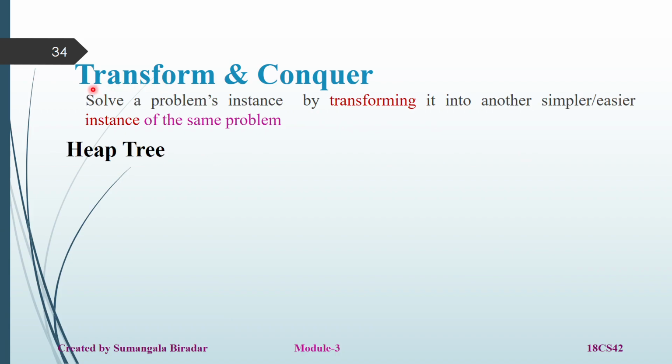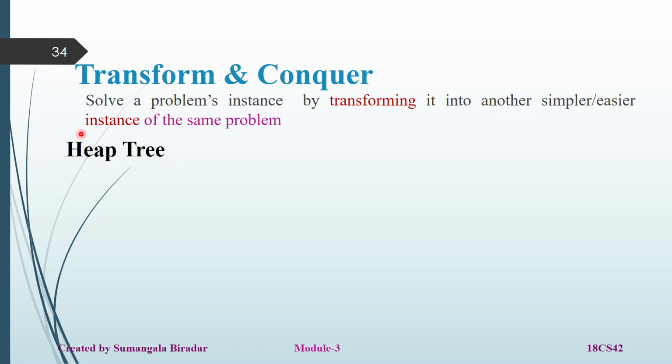As the name itself tells, transform. Transform means it transforms every instance of the problem into another form, and that form is simpler or easier than the previous instance. Like that, in every iteration it transforms into a new form, and that form is easier than the earlier form. This procedure is repeated until you get the final solution. So that is what you call the transform and conquer design strategy.